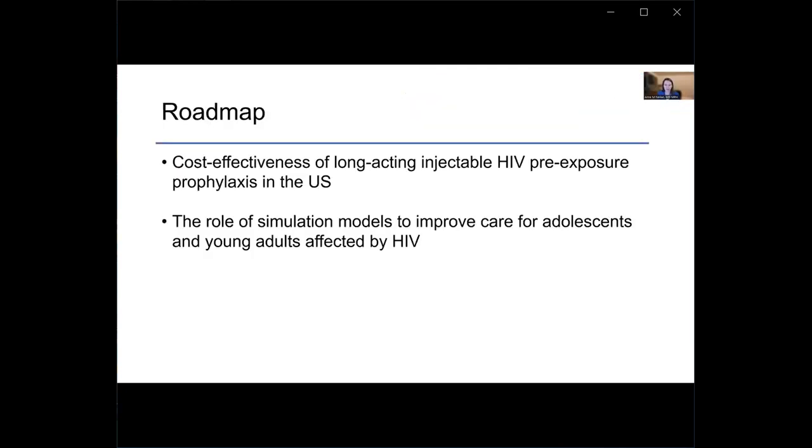I have no disclosures. First, I'll discuss some of our published work on a hot topic, the cost effectiveness of long-acting injectable HIV pre-exposure prophylaxis, with an adult focus in the United States. Then I'll discuss the role of simulation models to improve care for adolescents and adults affected by HIV.